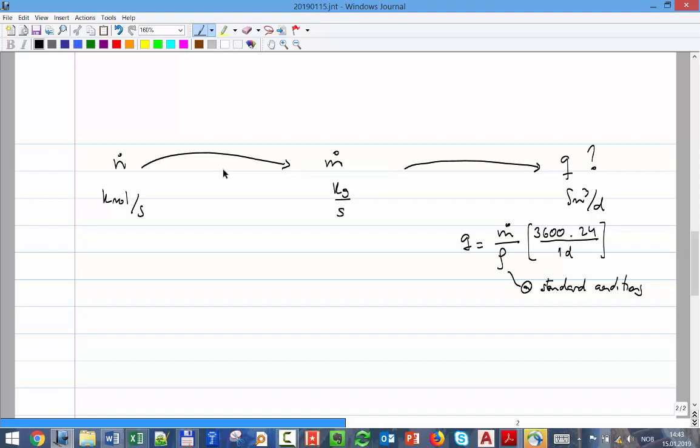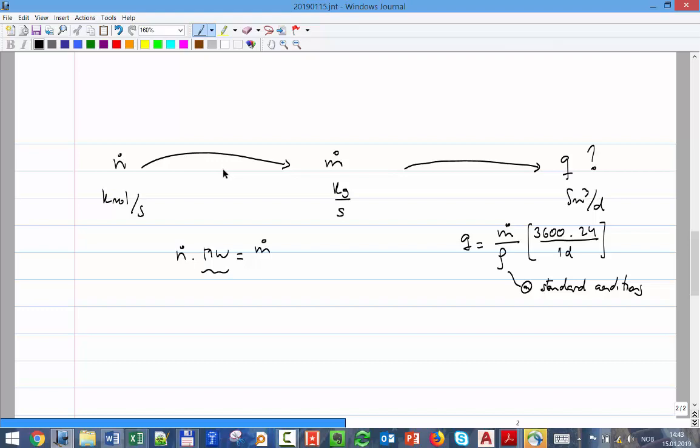And how do I change from here to here? With the molar mass. Yes, you see, now you see it clearly. You multiply by the molecular weight. So I say that number of moles times the molecular weight will be equal to the mass flow.